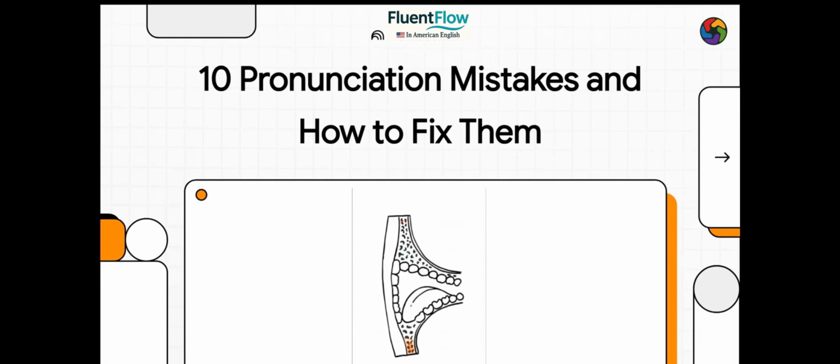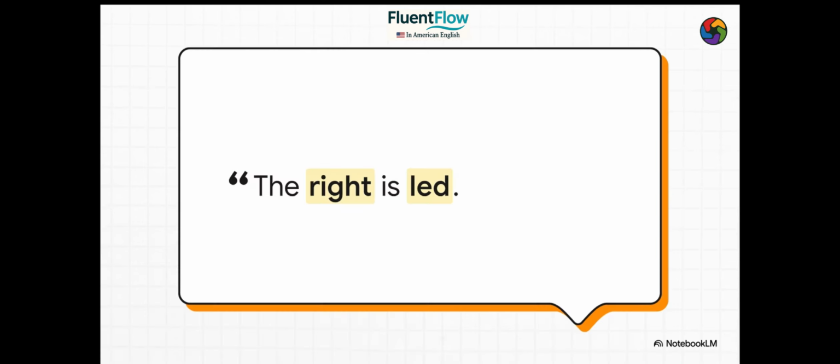Welcome to the Explainer. Today, we're going to sharpen our speech by getting right into the 10 most common pronunciation mistakes that can even trip up really advanced English speakers. Okay, let's start with a little test. Go on, say this out loud with me. The right is lead. Does that sound a little strange?